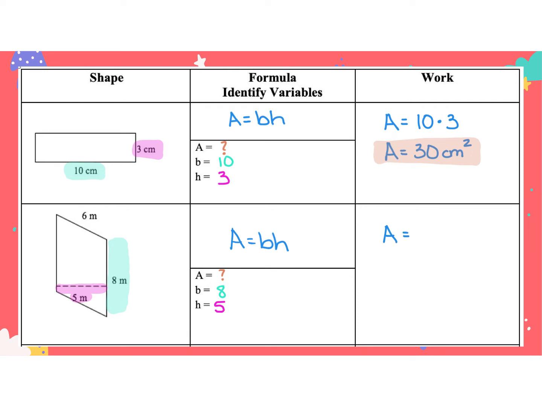So A equals 8 for the base times 5 for the height, and 8 times 5 is 40. Our unit is meters, and the unit would be squared. So our area for this parallelogram is 40 meters squared.